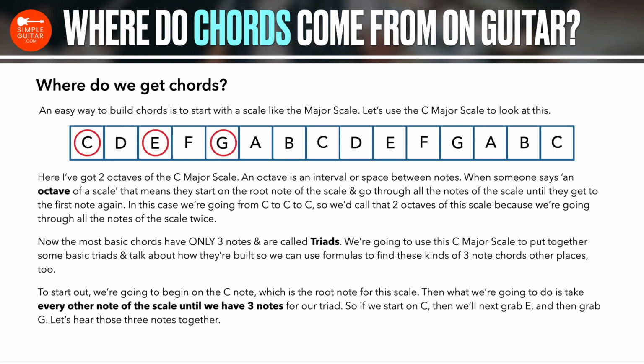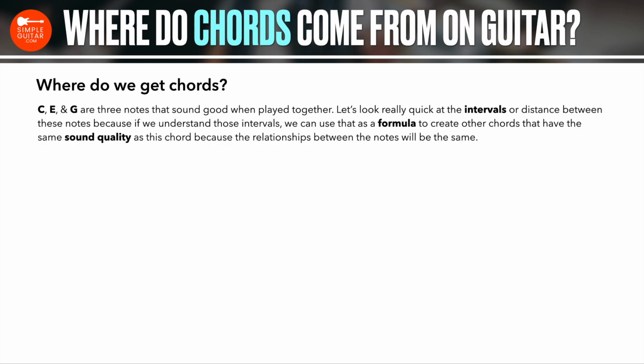So these are the notes that made up that chord: C, E, and G. C, E, and G are three notes that sound good when played together. So let's look really quick at the intervals, or the distance between these notes, because if we understand those intervals, we can use that as a formula to create other chords that have the same sound quality as this chord, because the relationships between the notes will be the same.